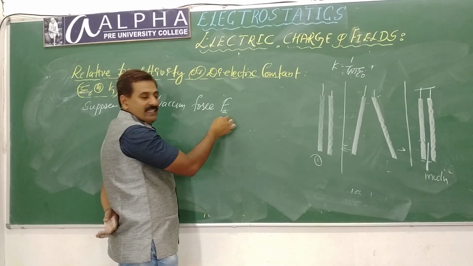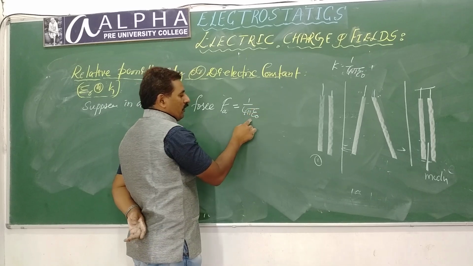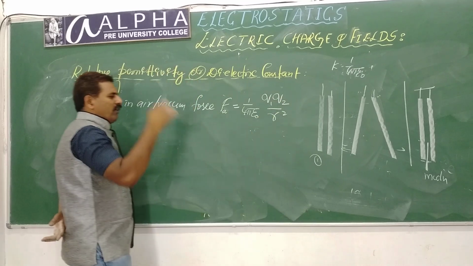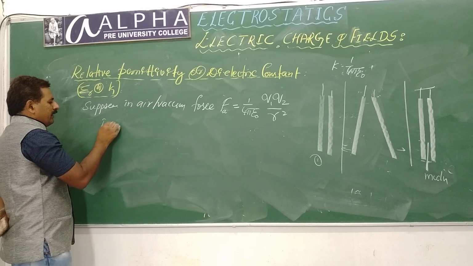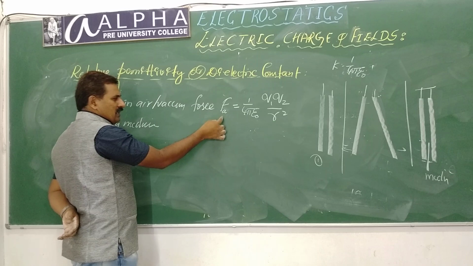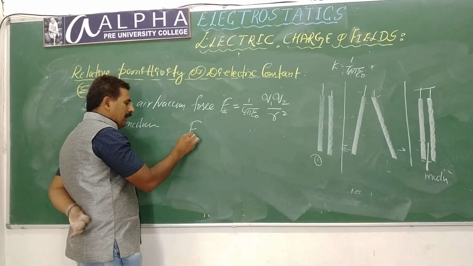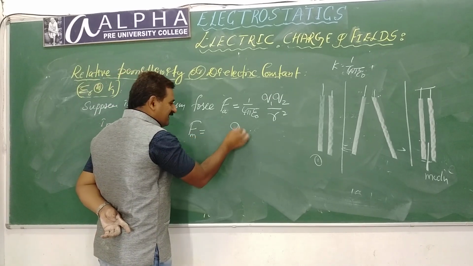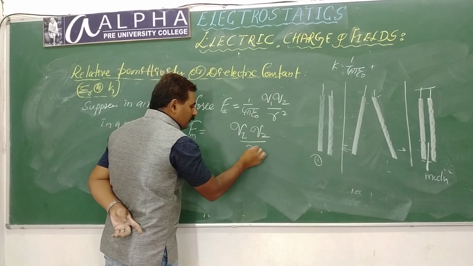Subscript A implies FA, that is equal to 1 over 4 pi epsilon naught, Q1, Q2 divided by R square. For the same two charges, same separation, I introduce a material medium. For the same two charges, same separation, force is different. That's what you saw there. That's why I write Fm. M means medium. So force changes, charges same, Q1 same, no change, Q2 same, and R square also same.